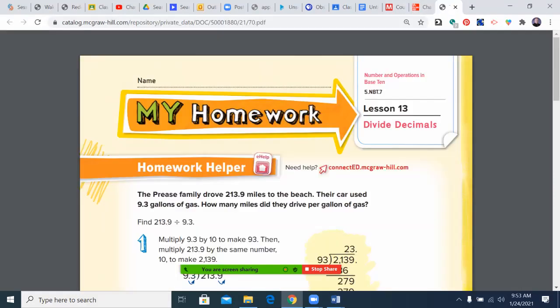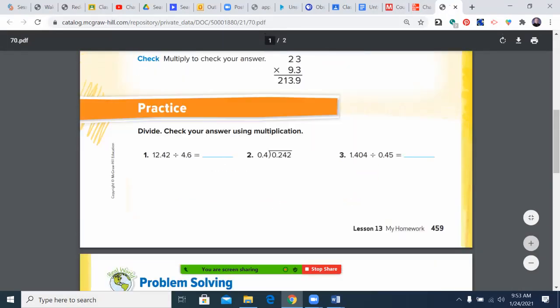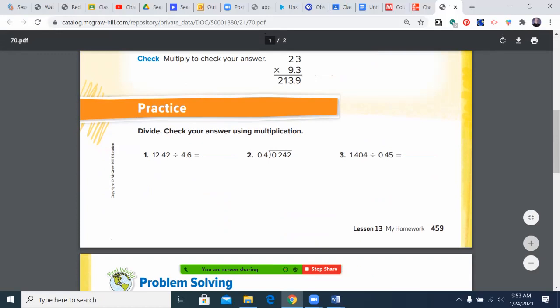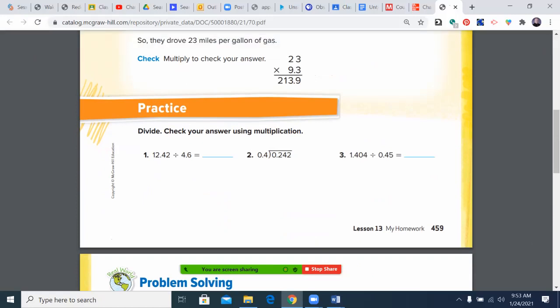All right, on the homework today, we're going to follow with the same skills, whether it be a story problem or regular. I do recommend that you write problems like 1 and 3 more like number 2. If you're using scrap paper, that would be a good idea.